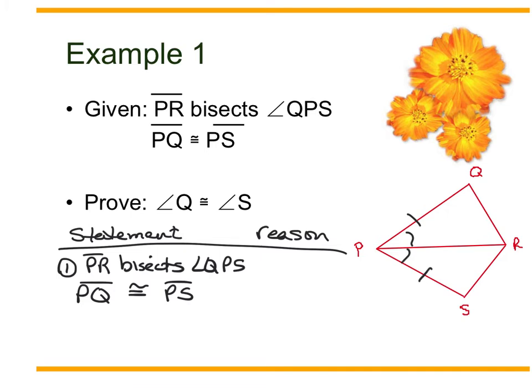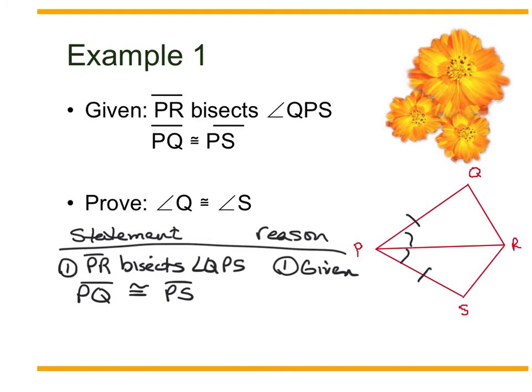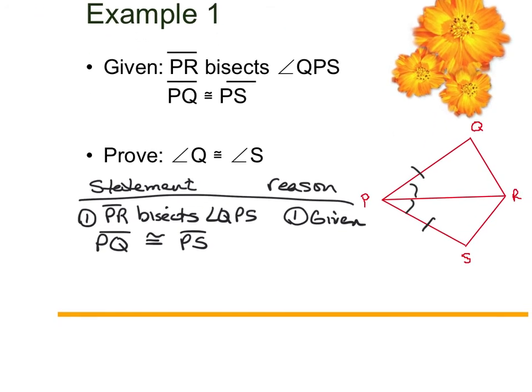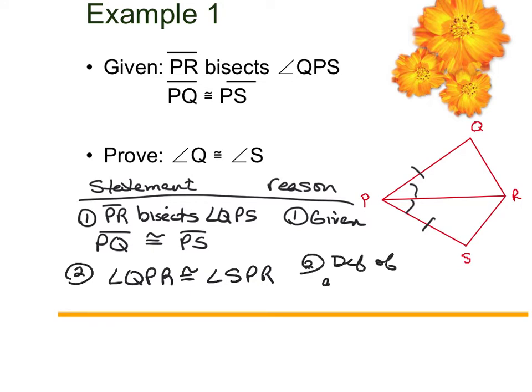Now, I can't get away with just marking it on the picture. I now have to go back and state what that just did in my proof. So I'm going to state that angle QPR is congruent to angle SPR. And the reason why I can say this is by definition of an angle bisector.